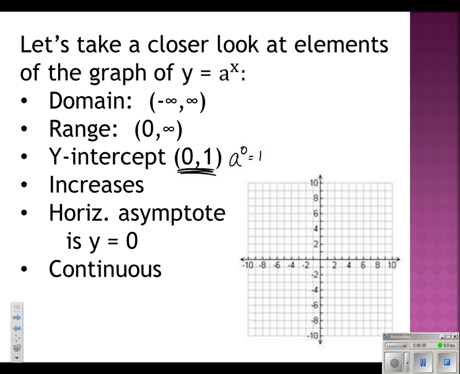This function is going to increase as the power of x gets higher, and I think you guys could pretty well figure that out. If we have a to the 1 power, then a squared, then a cubed, a to the 5th, or a to the 15th, it's going to increase, and it's going to increase fast. Horizontal asymptote is y equals 0, because these values are never going to go into the negative values. So y will always end up being a positive amount. There are no breaks in one of these exponential functions. It's going to be continuous.